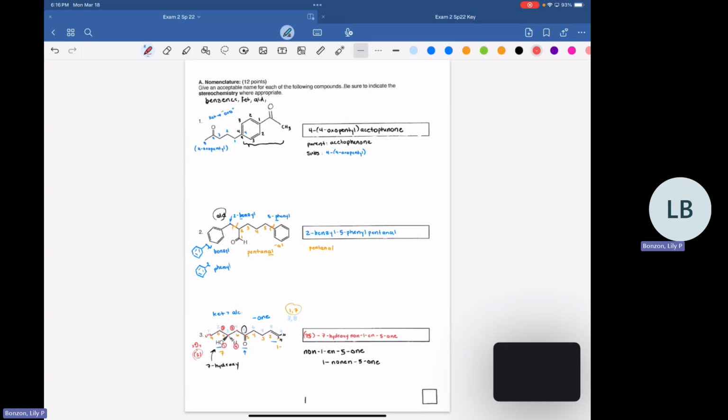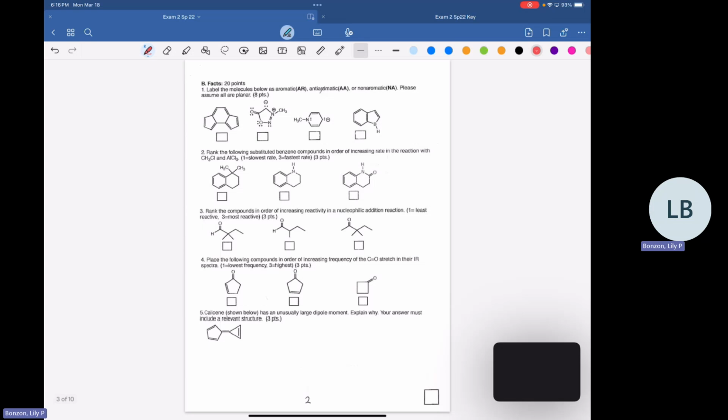So, okay, we're going to move on to the facts section. And for the facts, definitely know your aromaticity. And I know this is probably going to be the hardest, maybe most tedious part of the facts section for this exam, but definitely do some practice with it because it is going to be very important. Lots of these molecules can kind of look like one thing, or they might look like one thing initially, but when you do resonance with it, it'll be something different.